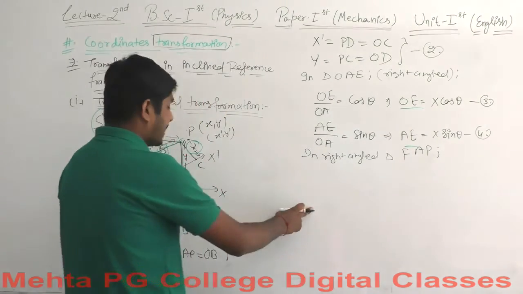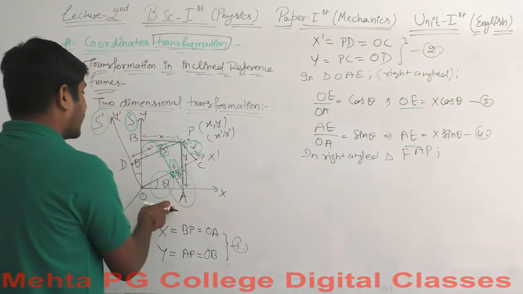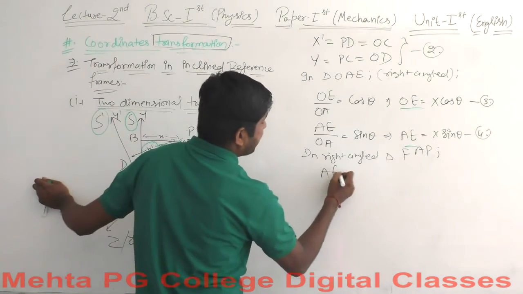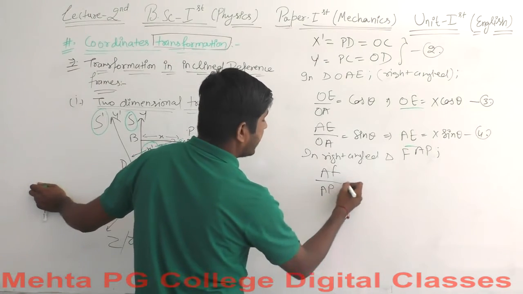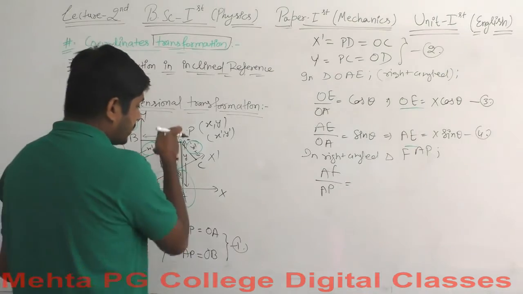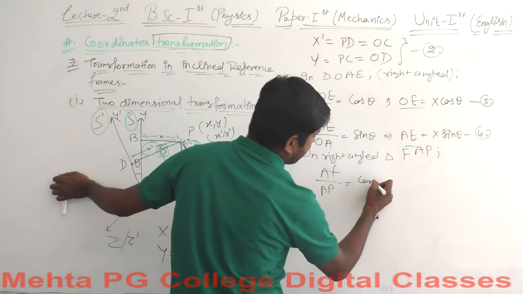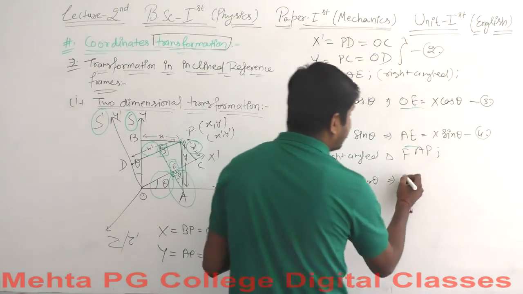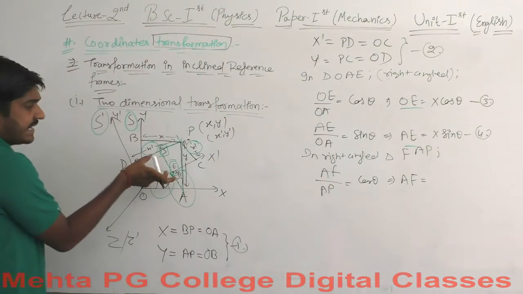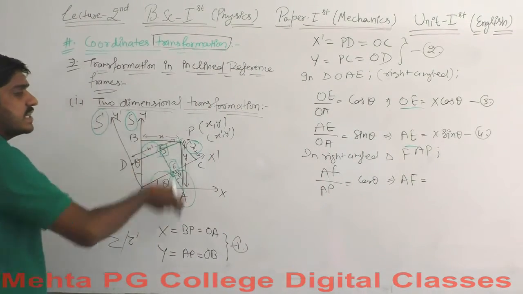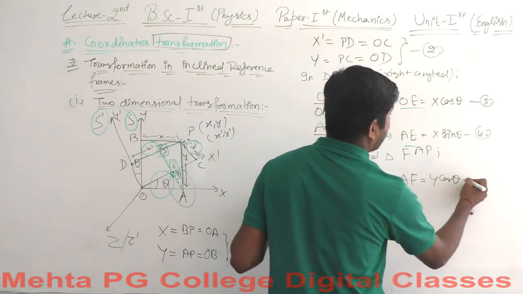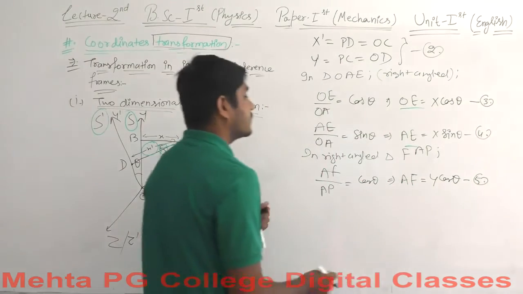So for the right angle triangle FAP, we are going to find the value of AF and the value of FP. So AF over AP. AF is the base here, AP is the hypotenuse. So this will equal the cosine of theta, and AF will equal, what is this value? This value equals y. This is y cos of theta. Y cos of theta, this is equation 5.